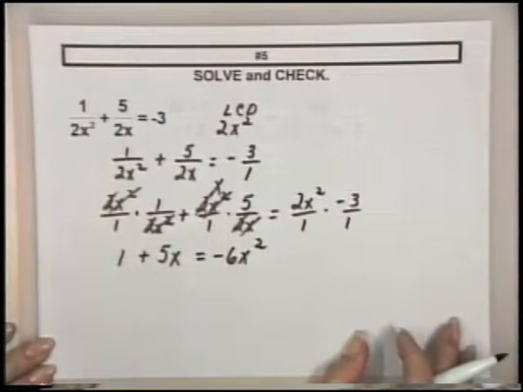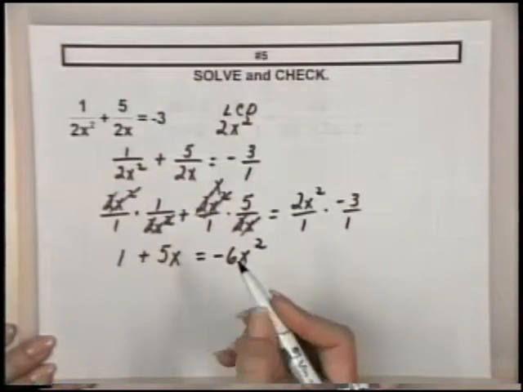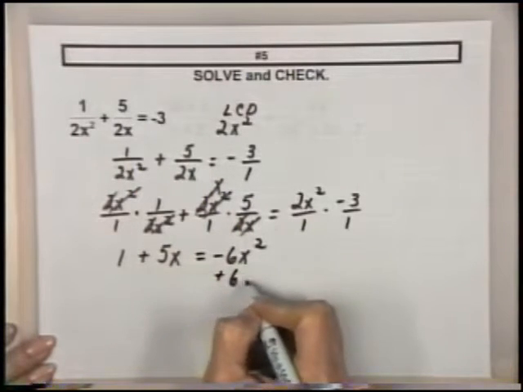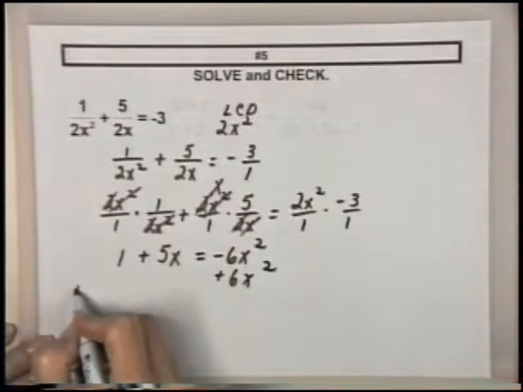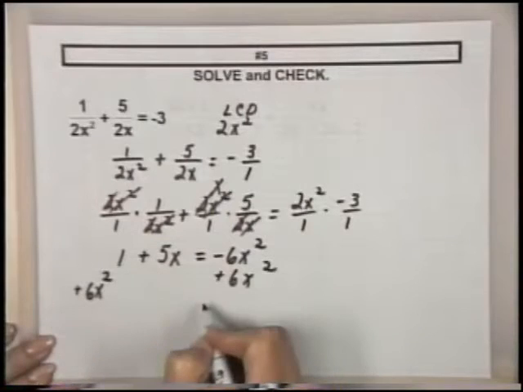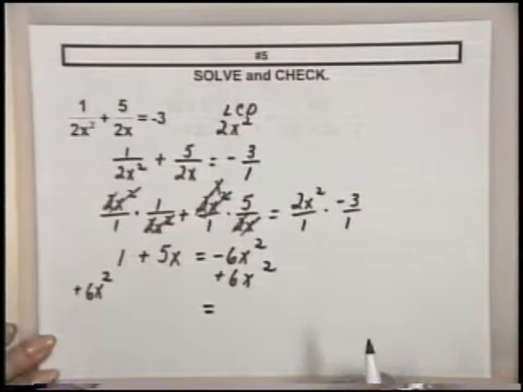My resulting equation is quadratic, so I want to write it in standard form. I will add my 6x squared to both sides of the equation.